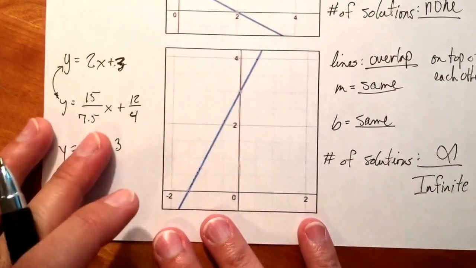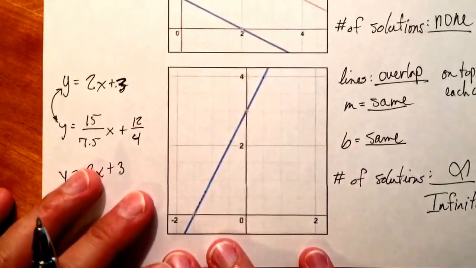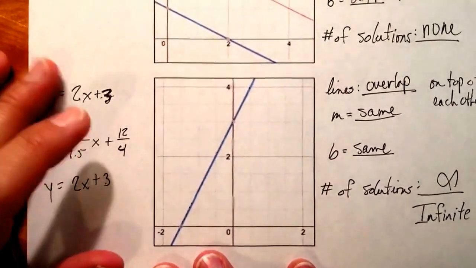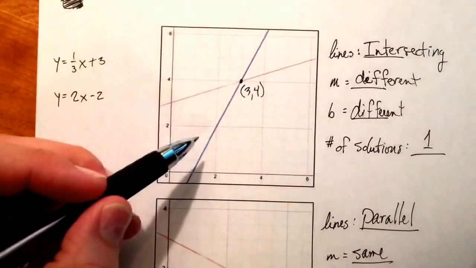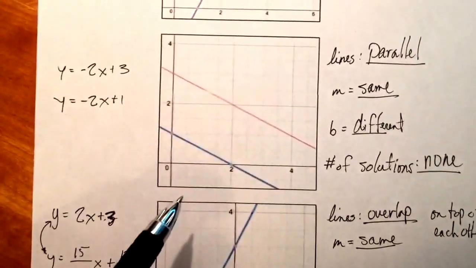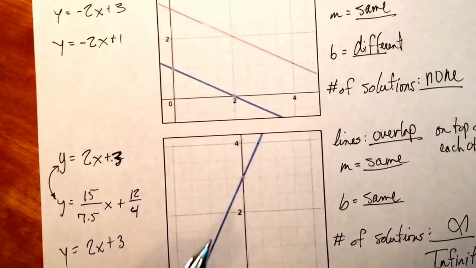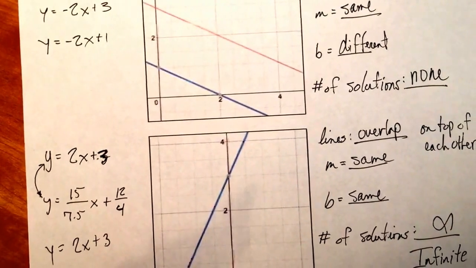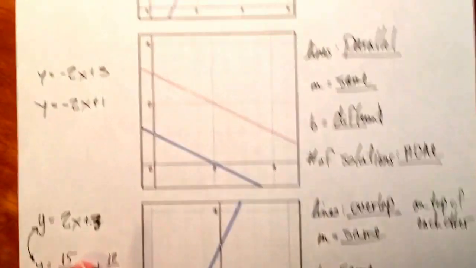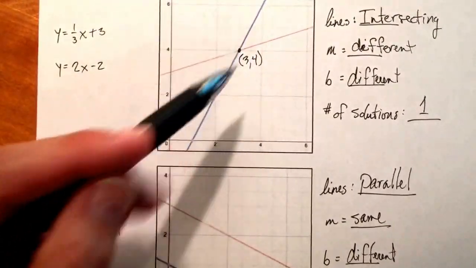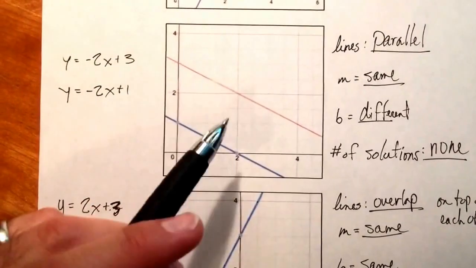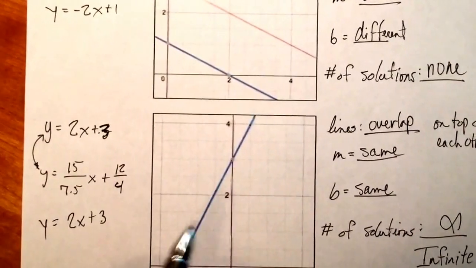So ladies and gentlemen, what we're going to do in today's class is solve systems of equations, but with three different kinds. We're going to solve systems that intersect, solve systems that are parallel, and solve systems where the lines overlap, right on top of each other. And there are a couple of ways we need to learn how to do this. We need to be able to look at the graph. We need to be able to see that the lines are parallel or that the lines overlap.